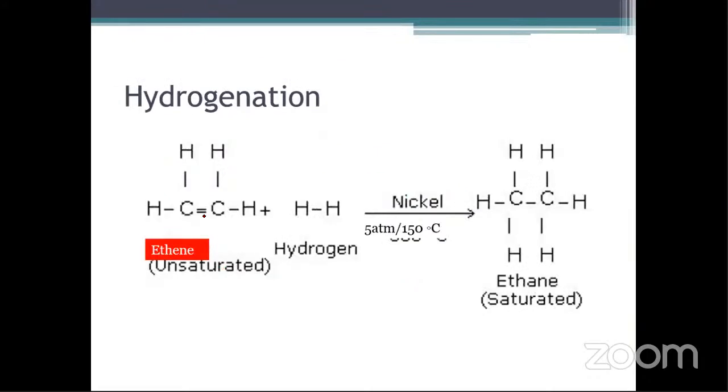So here we have ethene. Again, the double bond will be broken and you get the single bond, and the hydrogen will just be added, right? And you get your ethane molecule. Again, you need a nickel catalyst, 5 atmospheres of pressure, 150 degrees Celsius, hydrogenation.